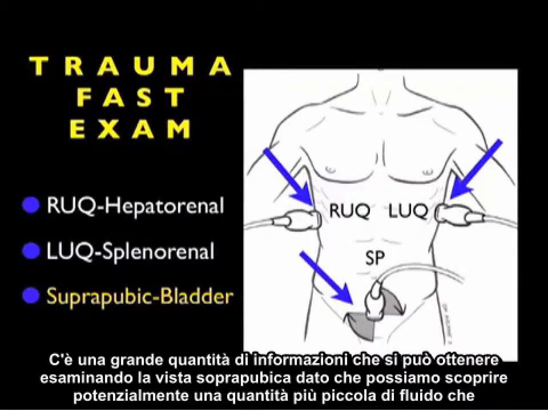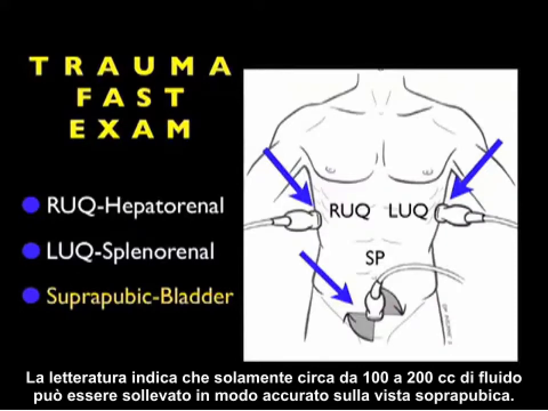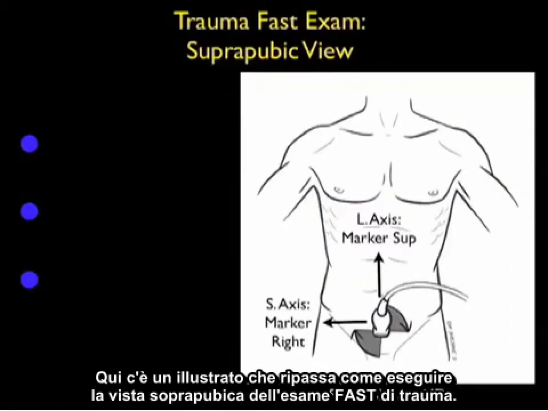There's a lot of information we can gain from looking at the suprapubic view, as we can potentially detect a smaller amount of fluid than is required to make a positive right upper quadrant or left upper quadrant view. The literature suggests that only about 100 to 200 cc's of fluid can be detected accurately on the suprapubic view. Here's a slide reviewing how to perform the suprapubic view of the Trauma FAST exam.